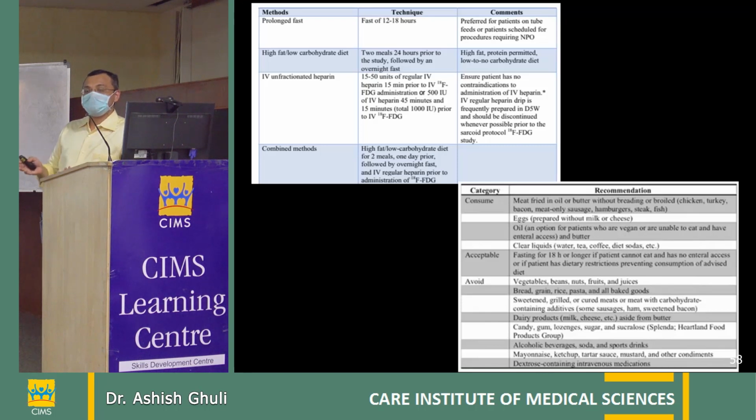Heparin is injected at least 15 to 20 minutes before the injection of FDG. Heparin increases the free fatty acid levels in the blood, so the plasma substrate level is shifted to free fatty acids. The myocardium will take up more free fatty acid and less glucose. We can also combine all three methods, and the combination gives better results. Dietary requirements include more fat, like oil and eggs, and fewer carbohydrates. Fasting is also very important.